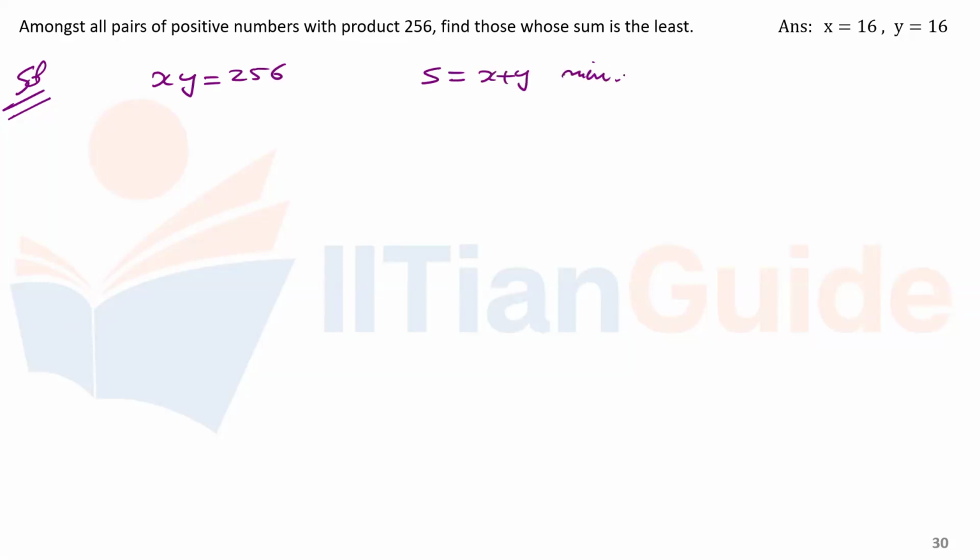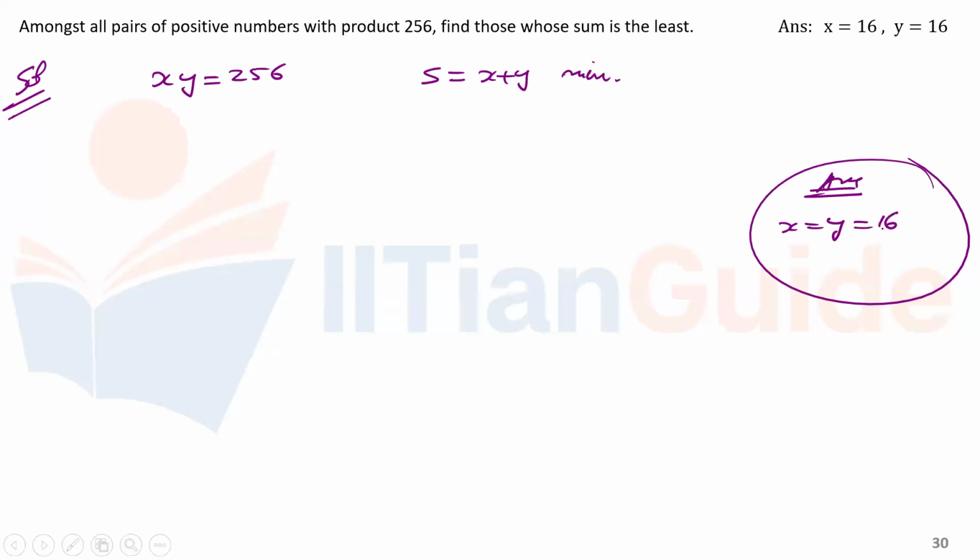Minimum. I told you the theorem. Product is constant, sum is minimum only when numbers are equal. So I can write the direct answer. That means x is equal to y, and product is 256. So both have to be equal to 16. 16 square is 256. Clear? We can write the answer directly if we know the theorem.